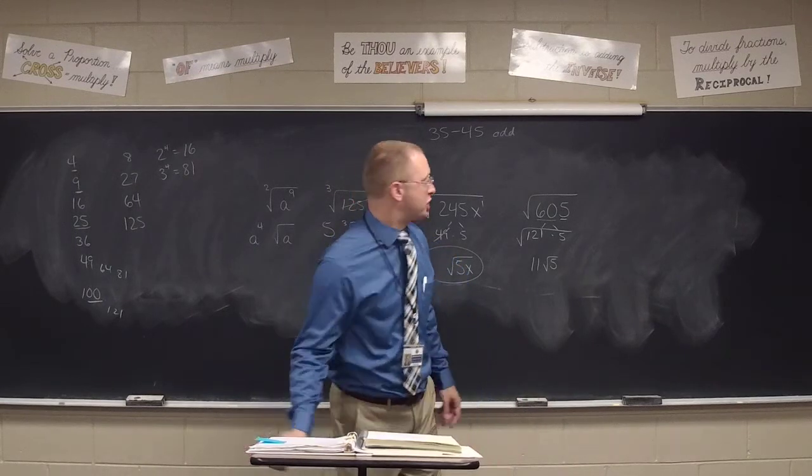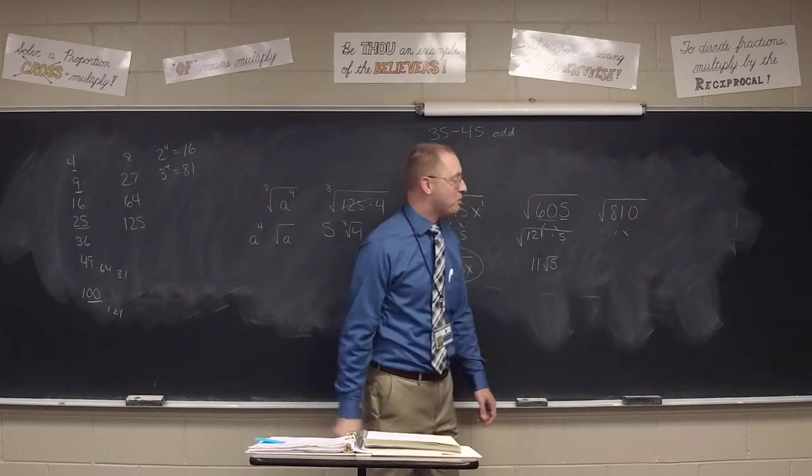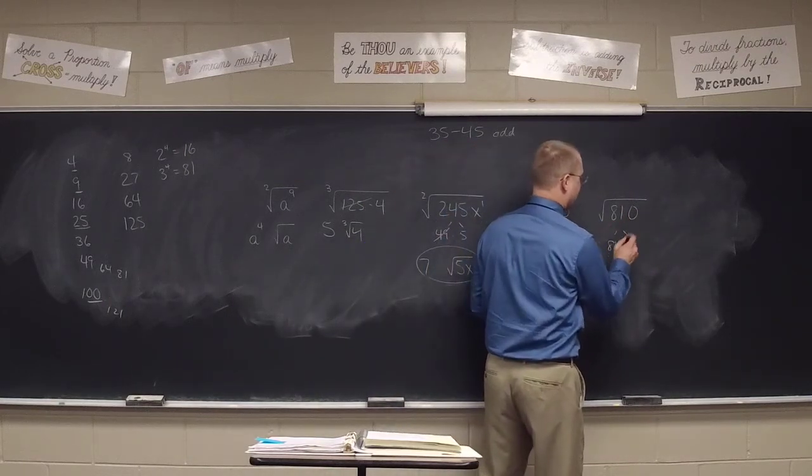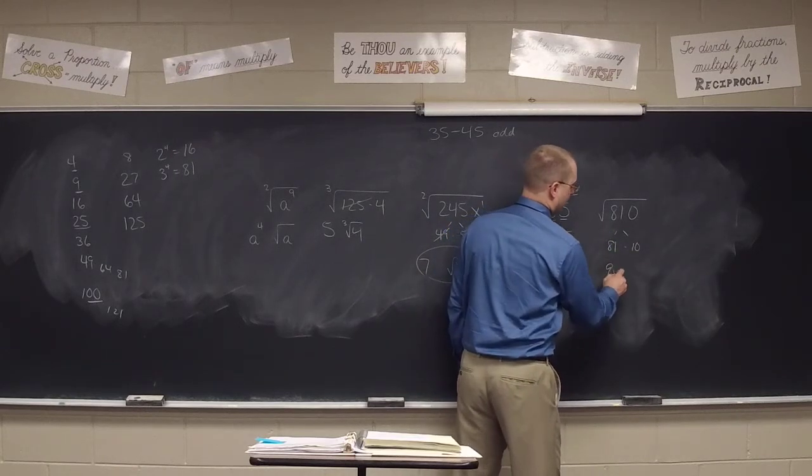Number 43, it should be screaming at you, Hayden, the square to factor. 81. It's right there in front of your face, times 10, obviously. So we end up with 9 times the square root of 10. 9 times the square root of 10.